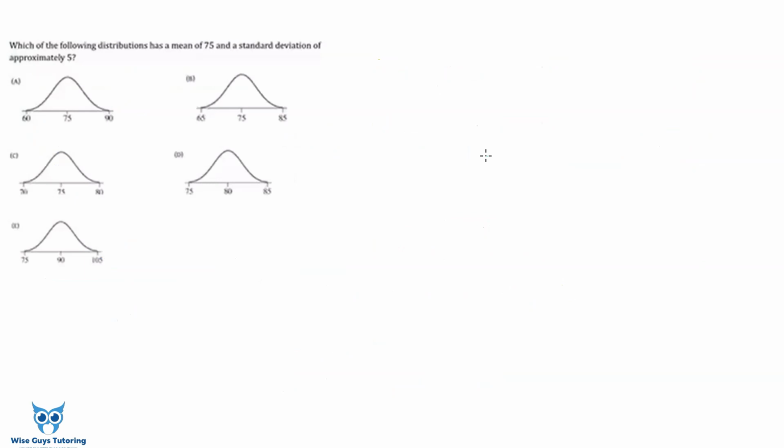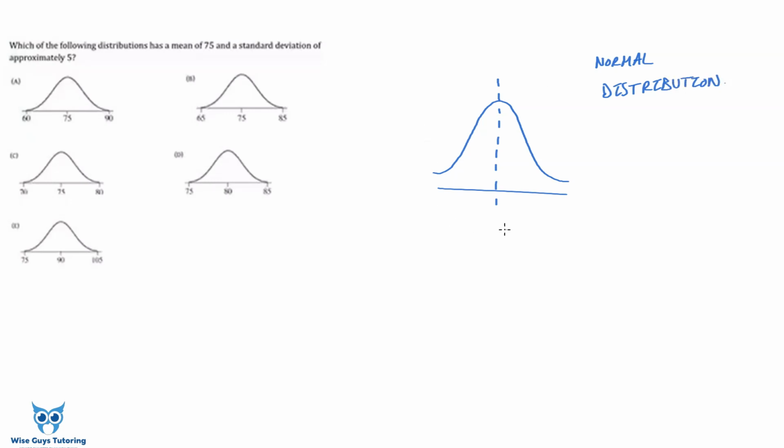Okay, this says, which of the following distributions has a mean of 75 and a standard deviation of approximately 5? So we've talked about this, and I'll put the link again in the video. This is based on the empirical rule. In a normal distribution, it's called a normal distribution, that means your mean is right in the middle, and the standard deviations are telling me how far I am from the mean. The mean is 75 in our case, right?